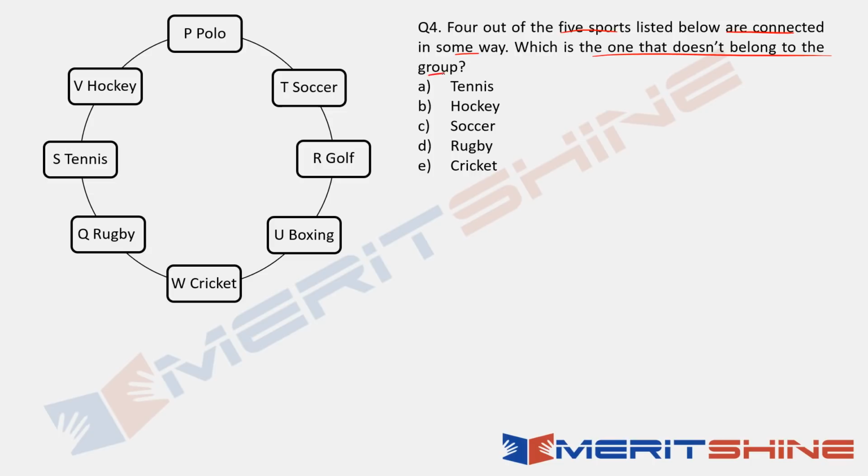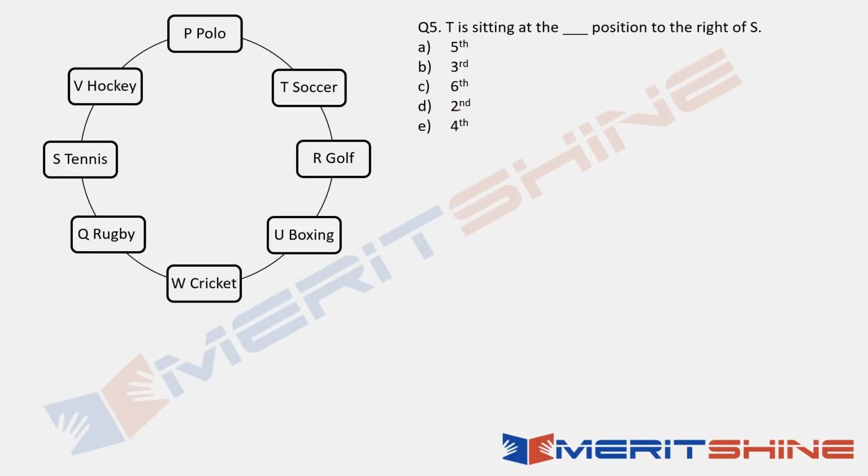4 out of the 5 sports listed below are connected in some way. Which is the one that doesn't belong to the group? Which are these? Tennis, hockey, soccer, rugby, cricket. So this is rugby, cricket, tennis, hockey, and this is soccer. So these 4 are together and this is different. So the answer becomes soccer. That's option C. And the fourth one, T is sitting at this position to the right of S. This is S, 1, 2, 3, 4, 5. So this is option A. That is fifth, which becomes your answer.